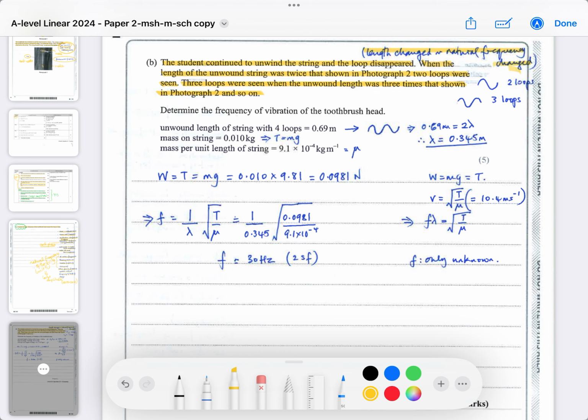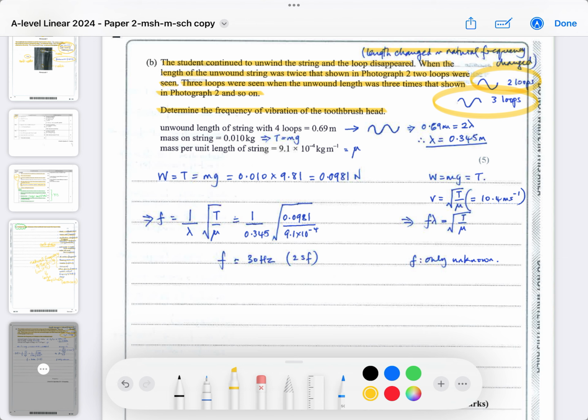So 2 loops would look like that. 2 antinodes. Of course, they would also do the reverse of that vibration because they're constantly moving up and down. And 3 loops frozen would look like that. Okay, so that would be the second harmonic, 2 loops. The third harmonic, 3 loops. Okay, they want you to determine the frequency of vibration of the toothbrush head.